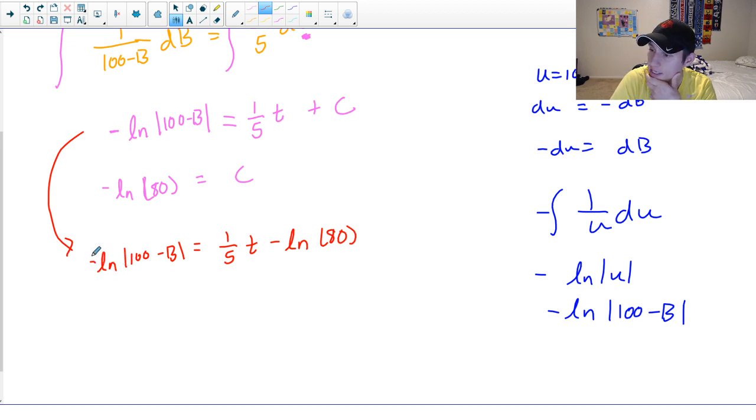I don't like this negative, so I'm going to multiply every term by a negative on both sides. So that would change it to natural log 100 minus b equals, this term would become negative, this term would become positive, so I'm just going to switch their positions. Natural log of 80 minus 1/5 t.